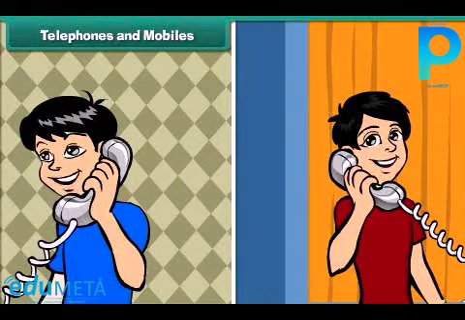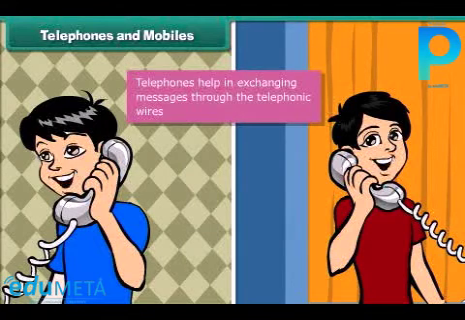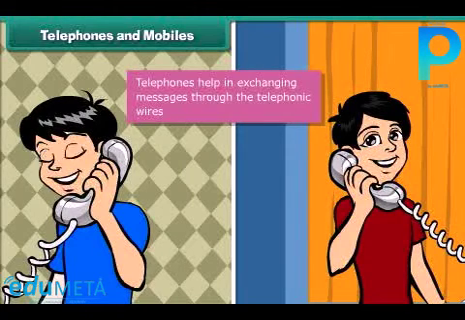Rick is talking with his friend Sam. He's using a telephone. Telephones help in exchanging messages through the telephonic wires. We can talk to any person at any place using telephones.